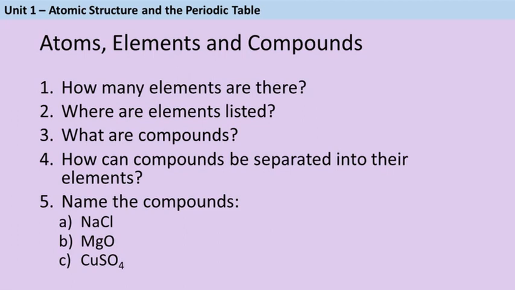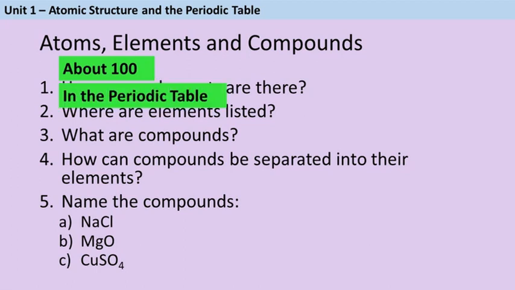For GCSE Science, we just need to know that there are about 100 elements. Even though scientists have currently discovered 118 of them, for GCSE we just want to know about 100. Those elements are listed in the periodic table.